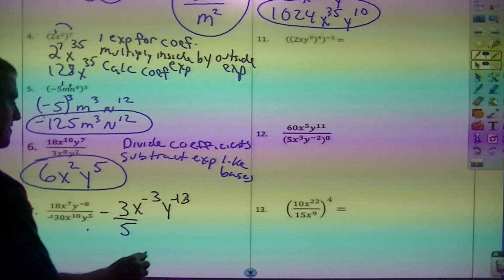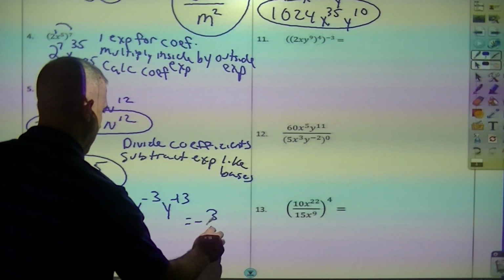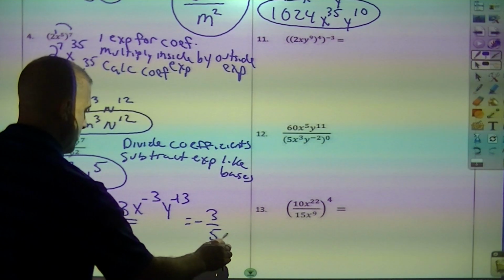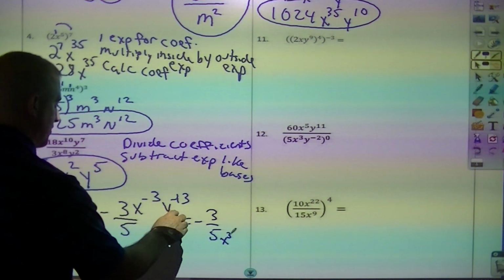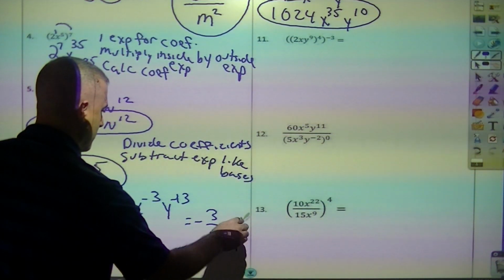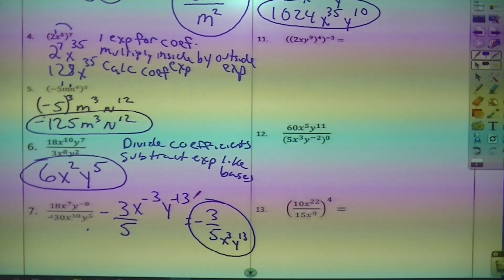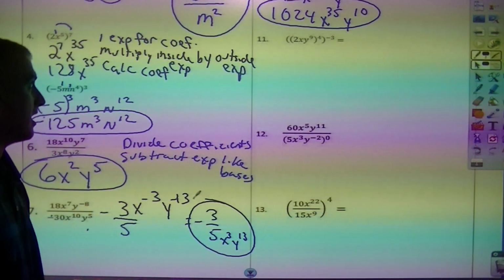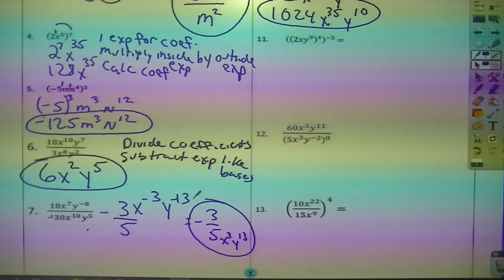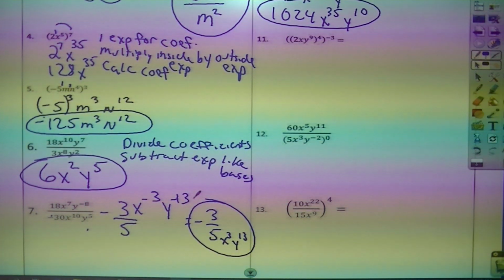However, since those have negative exponents, I'm going to move the x to the bottom, and it becomes positive 3. I move y to the bottom, and it becomes 13 next to 5. That's how I would do that answer. Here are probably the 3 hardest of all the power rules.